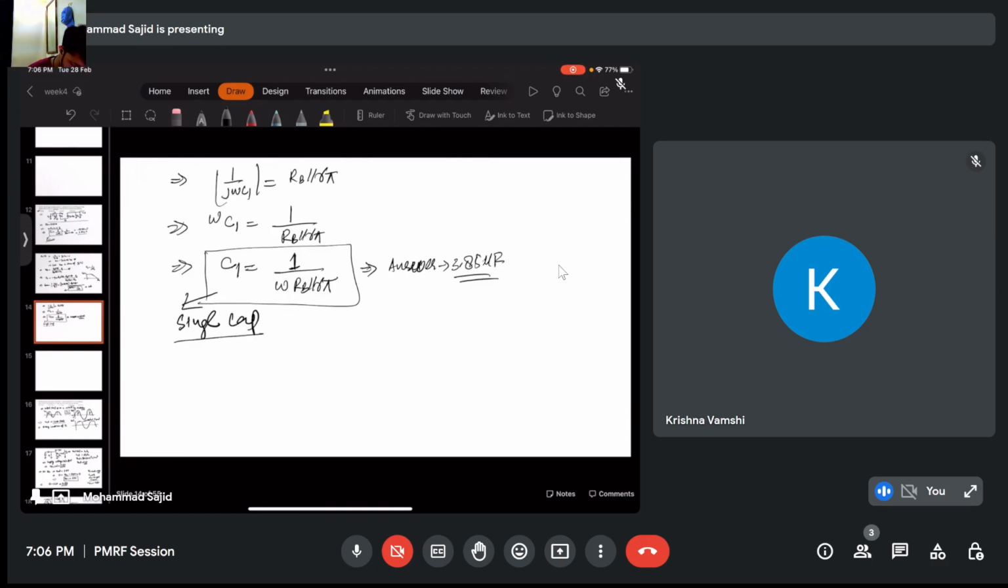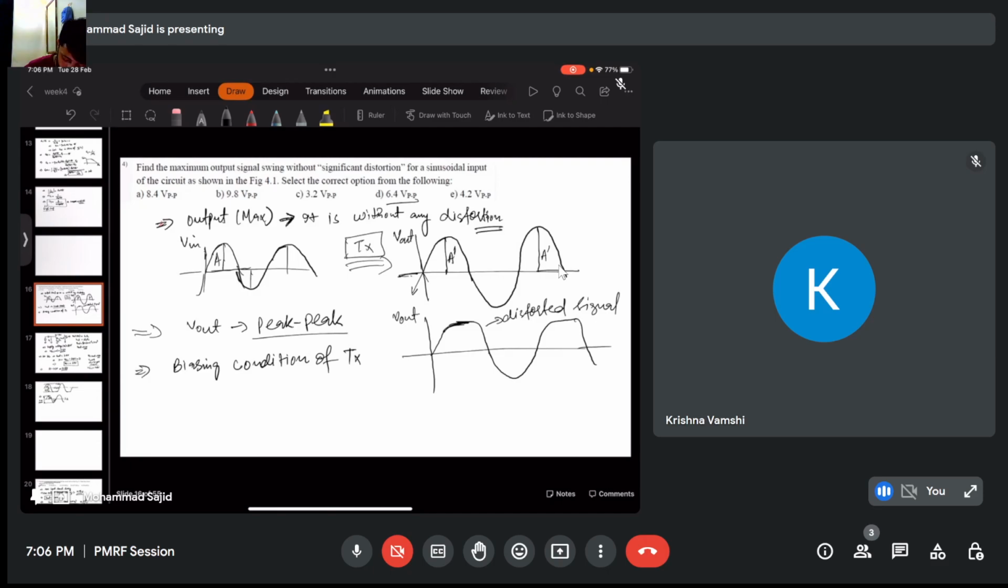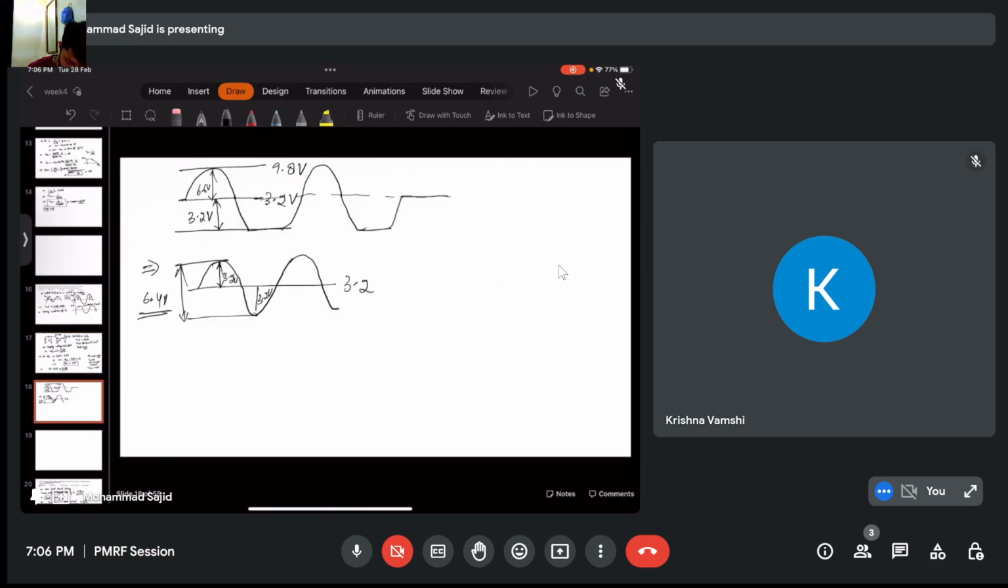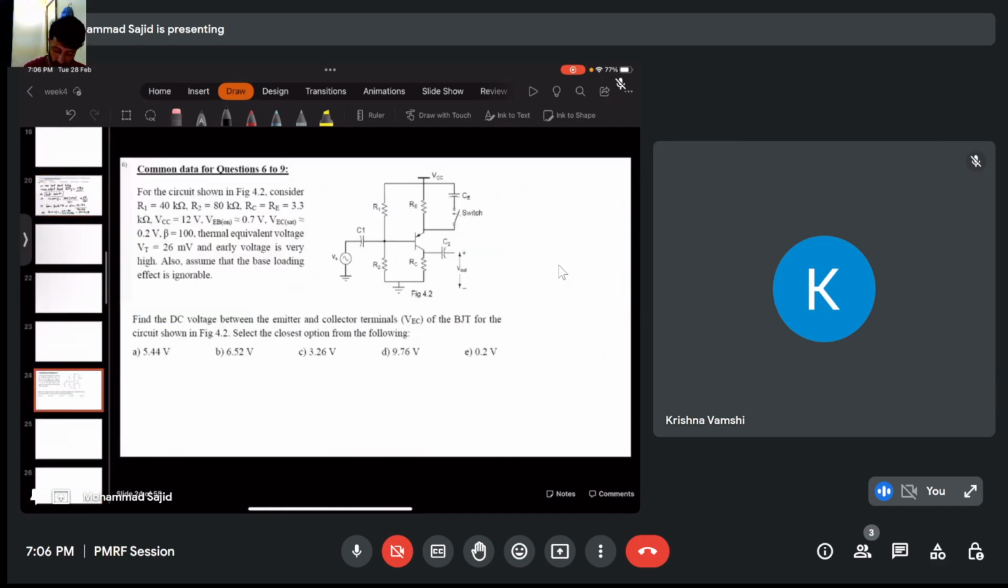If you have multiple capacitors, you can have multiple poles and their relative cutoff frequencies will be different. Then we also studied about the signal distortion and how you can achieve a signal within the limited maximum swing such that the signal is not distorted at the output. And then if you have output voltage swings, how you can find the input voltage swings. Okay, let's move on.